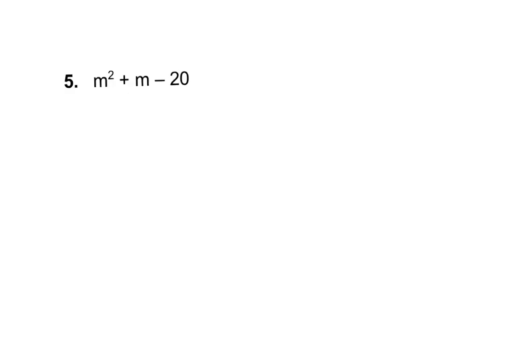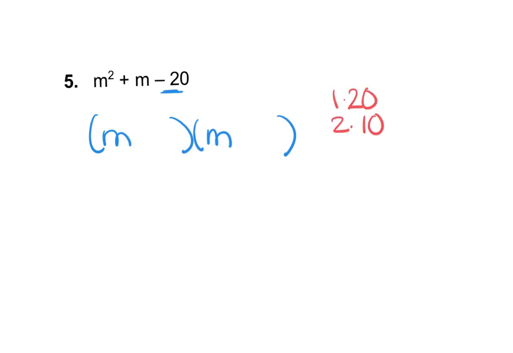All right, so question number 5. Again, we're going to factor this into two binomials. All right, and so we have our m times our m, and now let's look at this negative 20, and we'll list the factors. So I would have 1 times 20, 2 times 10, 4 times 5. And now we want to make a positive 1m. And notice how I have a negative 20. And so what that means is that one of these is going to have to be a positive, and one of them is going to have to be a negative.